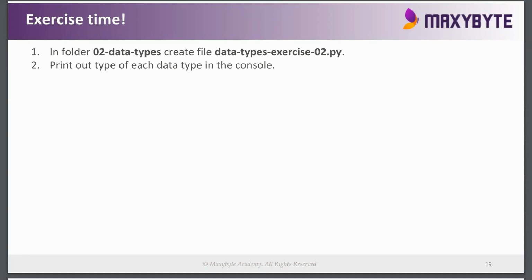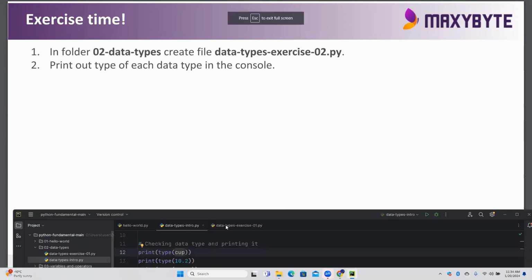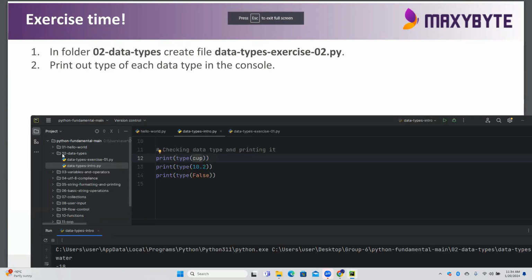Okay, so welcome back. Here we have an exercise, I think the next thing that we have to look into. And we only have just two points here. The first thing is that inside our same folder, 02 data types, because we are still talking about data types right now, we need to create another file, data type exercise 02.py. Then we need to print out the type of each data type in the console. So I will let you do this exercise.